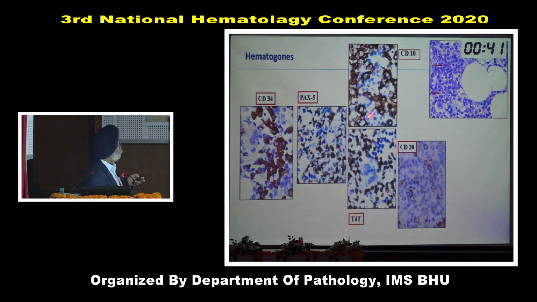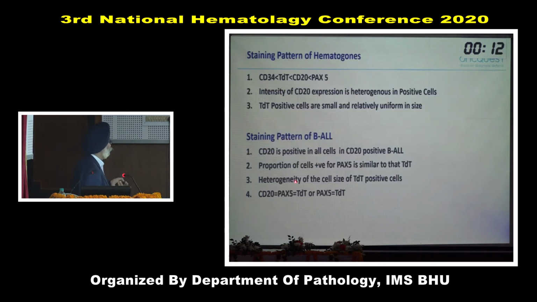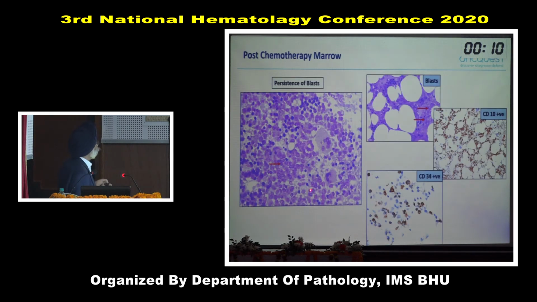CD34 positive, PAX5 positive, CD10 positive, CD20 positive, few cells. See, the number keeps on decreasing, and what you find is that initially you will come across PAX5 and CD10 positivity. We should be aware of the fact that these markers also express in cases of ALL. So based on morphology, and at times we have to take the help of flow cytometry also, to distinguish hematogones from persistence of leukemic blasts.